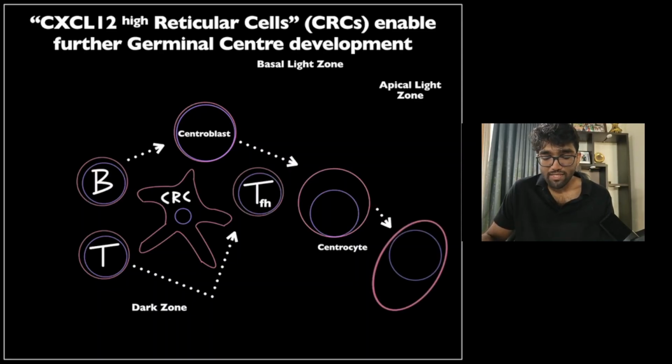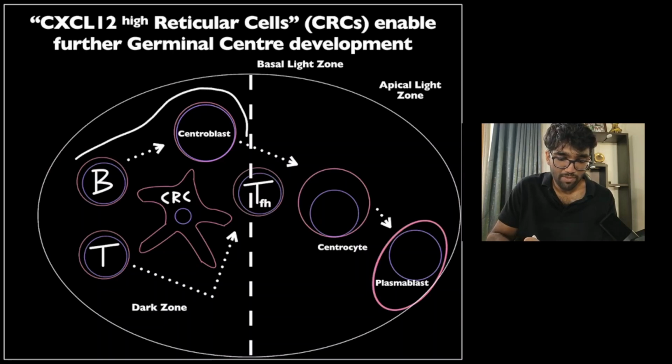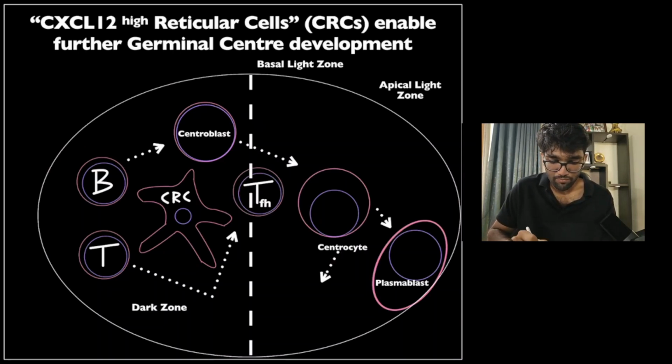Okay, now some of these centrocytes convert into plasmablasts, and as we've seen before, after this these plasmablasts are going to go towards the TB junction. Okay, now this is your secondary follicle, and as you can naturally imagine, areas that are rich with B cells, T cells and centroblasts end up forming the dark zone. So this is your dark zone, and areas that contain your centrocytes and plasmablasts end up becoming the light zone.